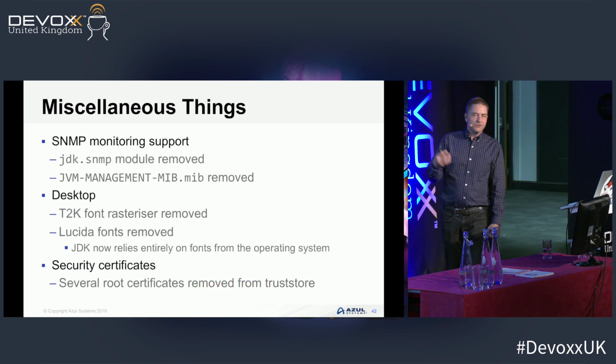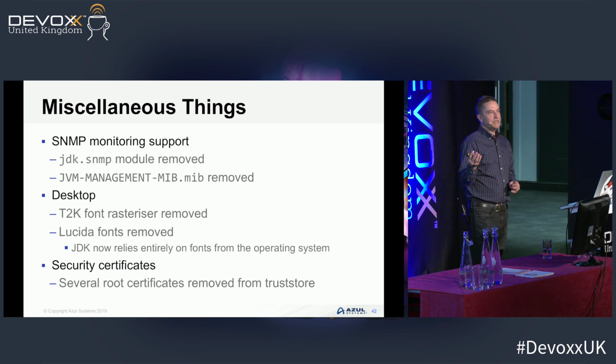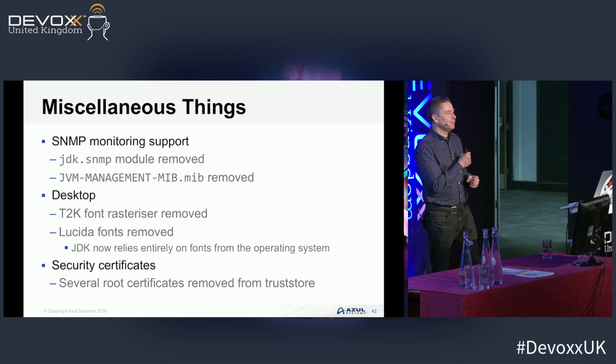Other things that are a result of the change from having the Oracle JDK and OpenJDK, things like SNMP monitoring support, that was an additional feature in the Oracle JDK. That's been removed. So the jdk.snmp module is gone, and the JVM management MIB has been removed.